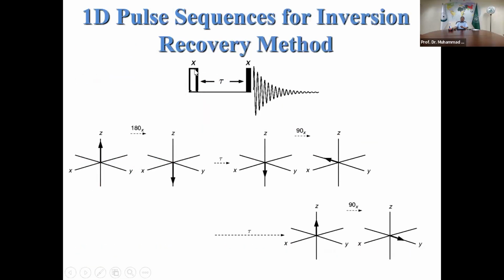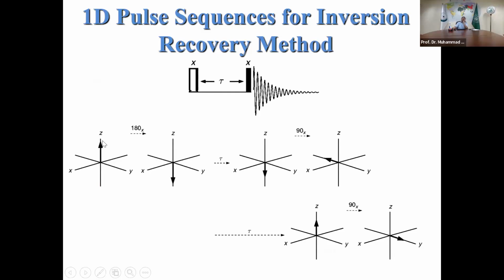This is the representation. Okay, 180x pulse. People don't even write now. It's just the width of this is block. It's 180x pulse. This is tau, time delay between the second pulse. Then you give a 90x pulse, and then you record FID. It's so easy for you to understand.